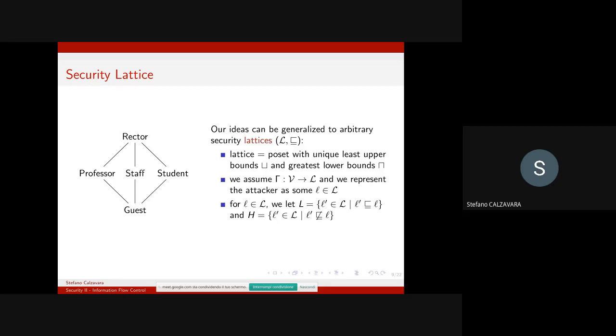We discussed several ideas, and these ideas were applied in a context where variables are essentially categorized as private or public. Of course, this is a very coarse-grained view, because in real-world applications, we don't reason about public and confidential data most of the time, but we might have structured information flows. In particular, if you think about a university, you might think that the rector is allowed to access any confidential file. The guest of the university can only access public files, so has no access to confidential information.